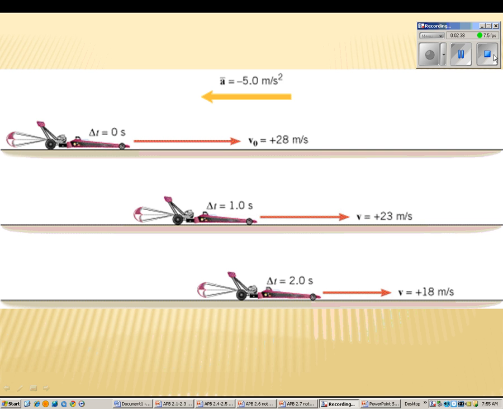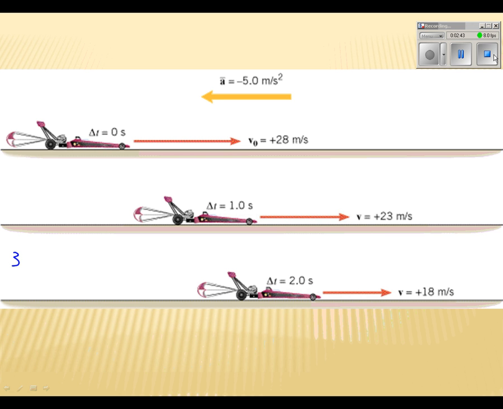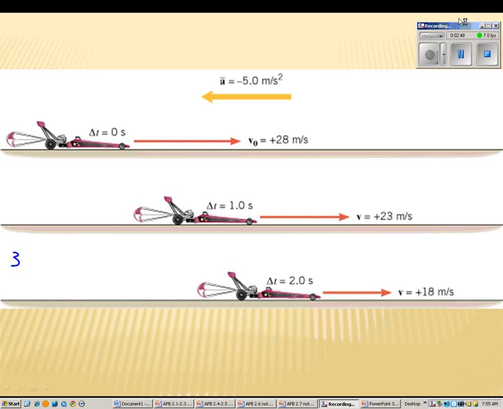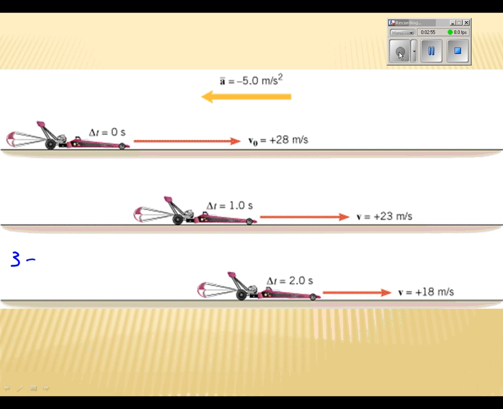All right, so after 3 seconds, this car will be going 13 meters per second. And after 4 seconds, it's going to be going 8 meters per second. After 5 seconds, it's going 3 meters per second.